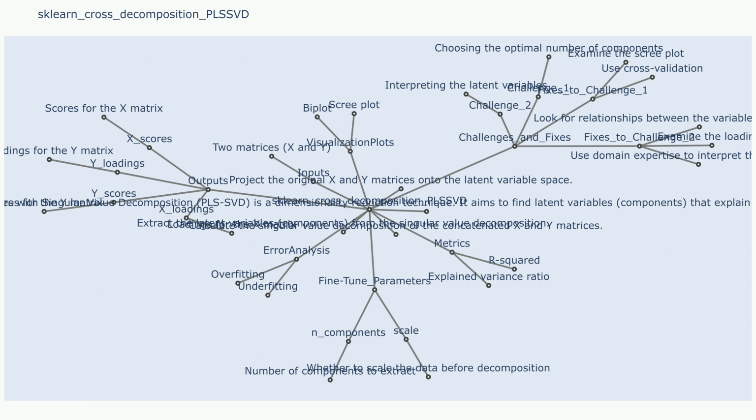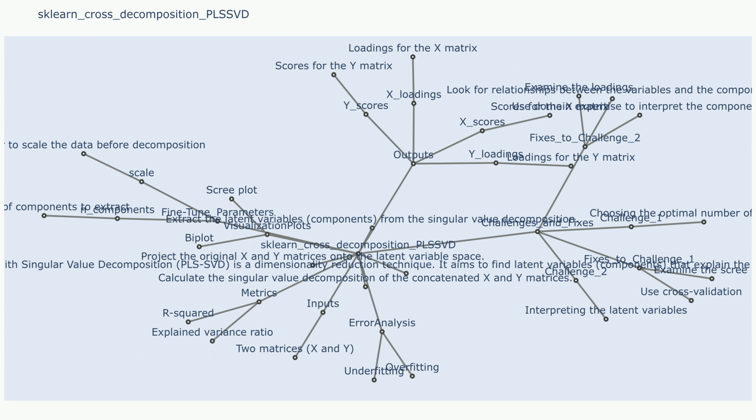Metrics. R2X, the proportion of variance explained in the X data by the model. R2Y, the proportion of variance explained in the Y data by the model. Visualization plots. Scree plot, a plot showing the singular values, which helps identify the optimal number of components to retain.